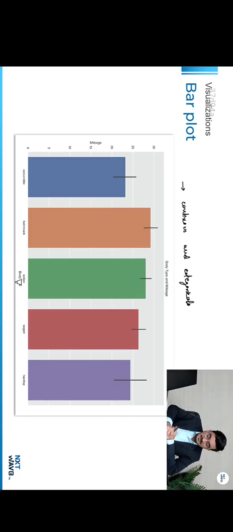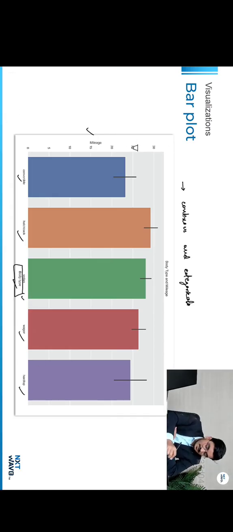Here we have given a bar plot between body type and mileage of the car. In the x-axis we have body types. These are different categories of body type we have in our dataset: convertible, hatchback, sedan, wagon, and hardtop. And in the y-axis we have the mileage of the cars. What these bars represent is the average mileage for the given body type. For convertible, we can see the average mileage is somewhere around here, while hatchback has the highest average mileage.